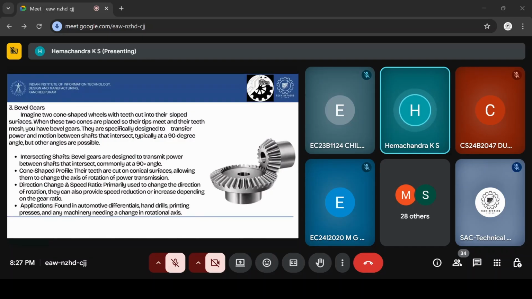The applications they are found in are automotive differentials. For those who don't know what a differential is, in four-wheelers, where two-wheel drive is mostly used, to change the direction of the vehicle, a differential will be used. It will be explained to you later in upcoming sessions.